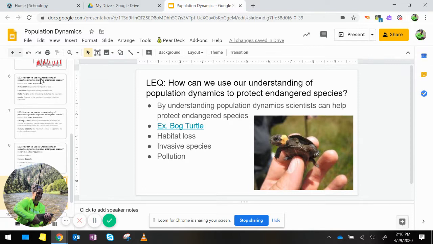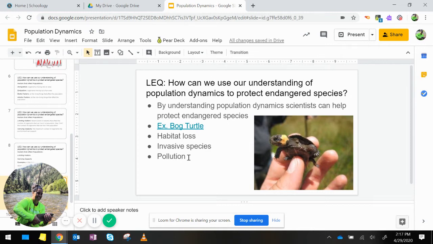The reason for its endangerment is things like habitat loss, invasive species, and pollution, and these are all limiting factors. So you're getting rid of habitat, which limits the number of bog turtles that can survive. With invasive species, you have other organisms out-competing the bog turtle, or maybe coming in and eating the bog turtle. Pollution, same thing. Some of these factors are biotic. Definitely the invasive species is biotic. Things like pollution are abiotic factors.